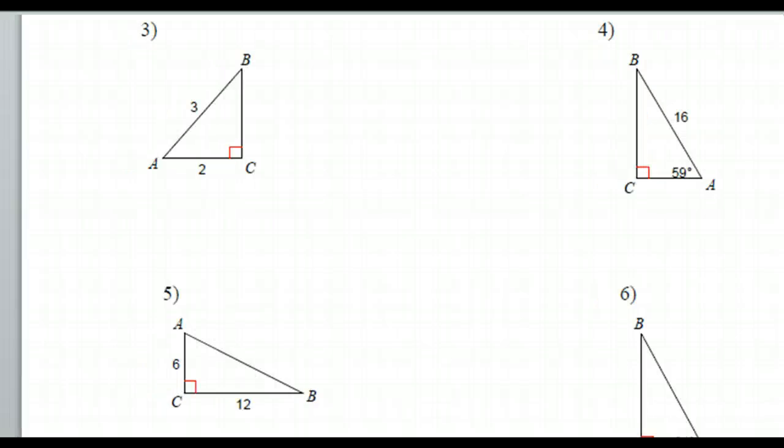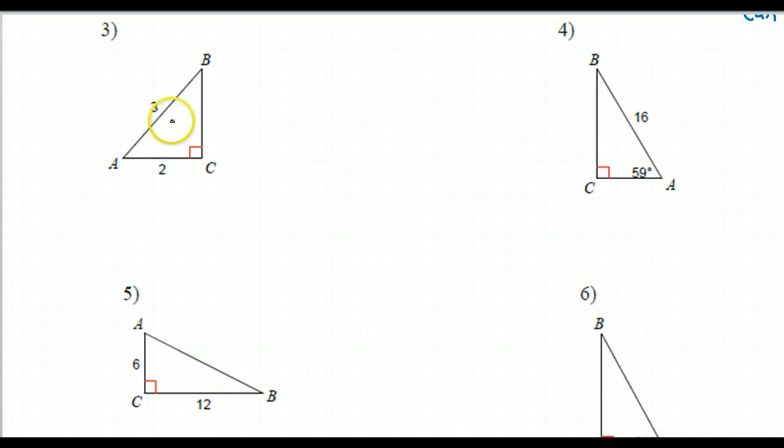Okay, let's do problem number 3. I need to find 2 angles and a side. Let's start with angle A. Looking at angle A, I've got the 3 and the 2. That is adjacent and hypotenuse.